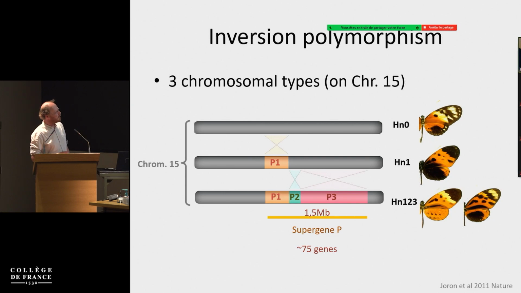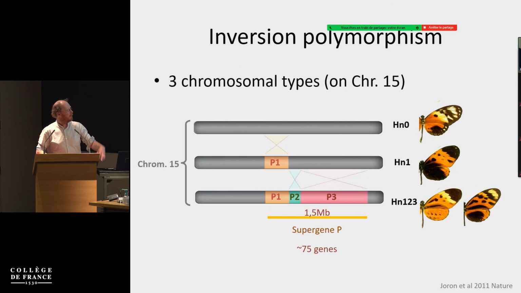So HN0 is the standard, non-inverted. HN1 has one medium-sized inversion, 400 kb, and is associated with this dominant form, which is very melanic. And then there's a series of 2 more inversions linked to the first one, making a very complex pattern of inversions, associated with another series of intermediately dominant forms.